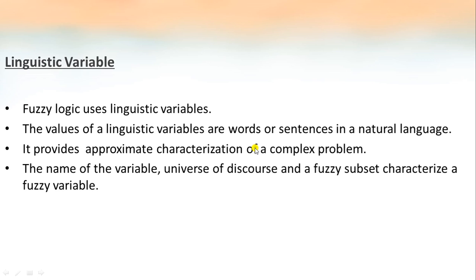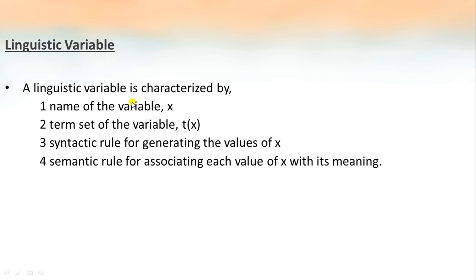The name of the variable, universe of discourse, and a fuzzy subset will characterize a particular fuzzy variable. And the linguistic variable is characterized by the name of that variable. Let us take it as x, and it will have a term set of the variable T(x), and there will be some syntactic rule for generating the values of the linguistic variable and a semantic rule for associating all the values generated using the syntactic rule with a particular meaning.